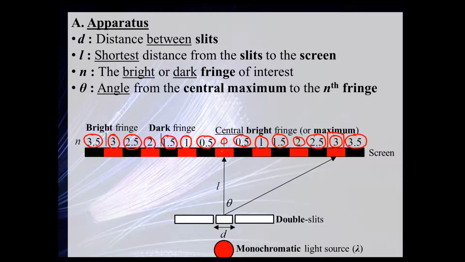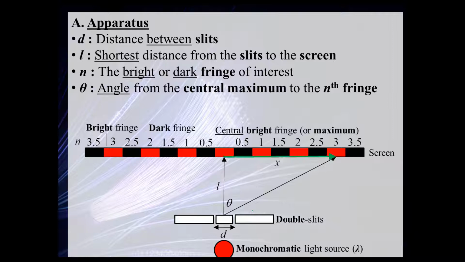Theta would be the angle from the central maximum. Again, we're using the central maximum as our reference point to the location of the nth fringe. I call it the nth fringe because it just depends on which fringe you're interested in. If we suddenly changed it to the second bright fringe, then my angle is going to be smaller, because you're only going to have a line that looks like this. So theta changes depending on which fringe you're looking at.